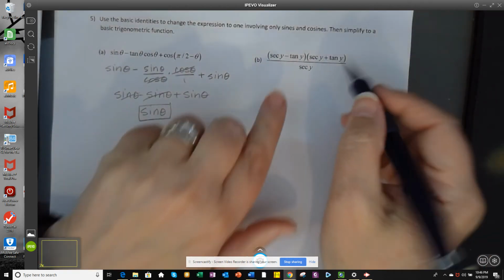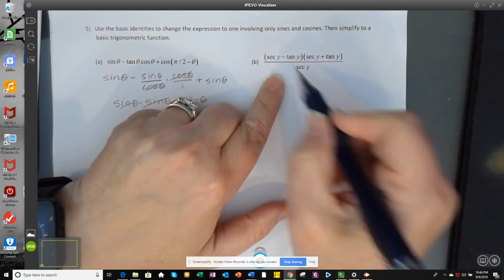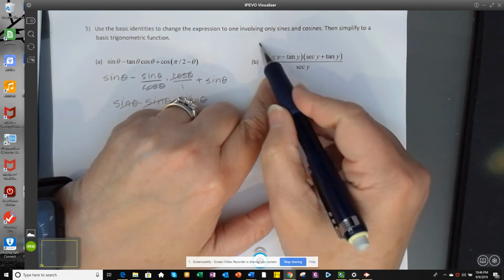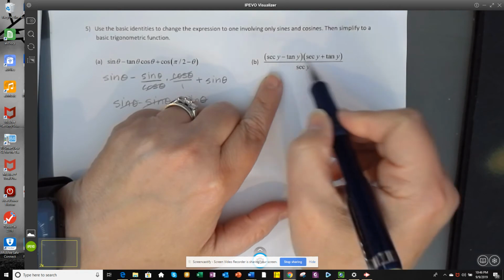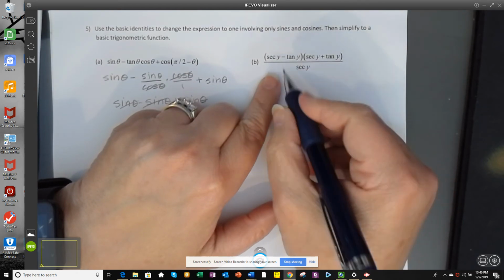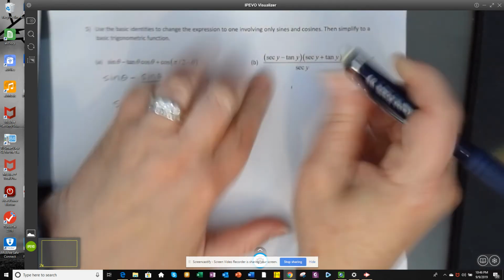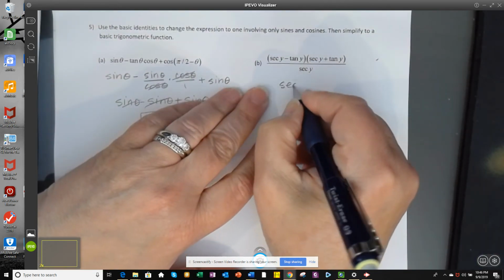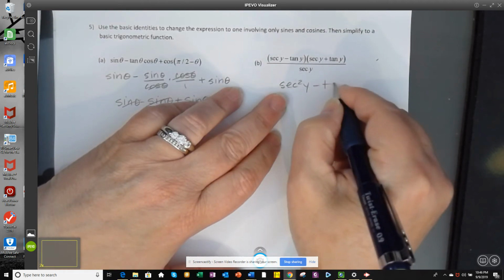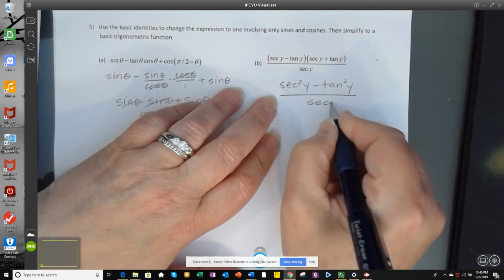All right. Now here we go. I'm looking at this, and what do I see right away? Well, these look like factors of the difference of squares, right? So I can say that this is secant, oops, can I spell? I can say that this is secant squared y minus tangent squared y all over secant y.